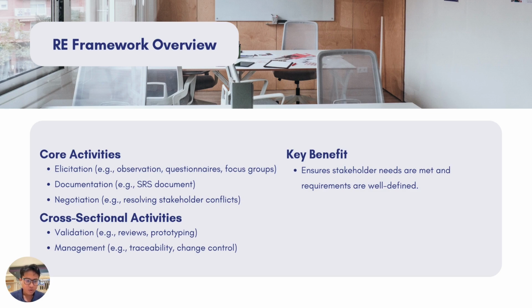For the RE framework overview, we have three things, which is core activities, which has elicitation, including observation, questionnaires, and focus groups. We also have documentation, such as the SRS document, and also negotiation, such as resolving stakeholder conflicts. And for the cross-section activities, we have validation, which includes reviews and prototyping, management, traceability, and change control. And lastly, for the key benefit, we want to ensure that stakeholder needs are met and requirements are well defined.